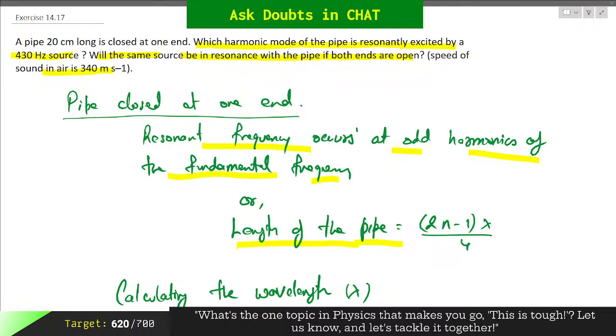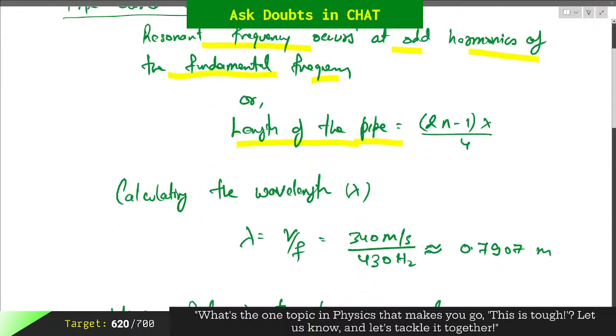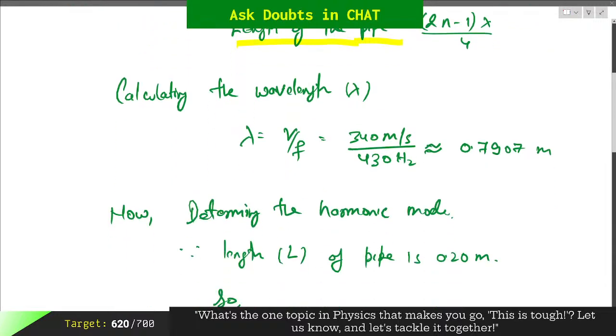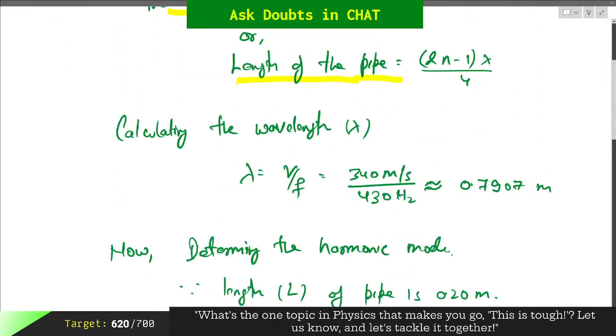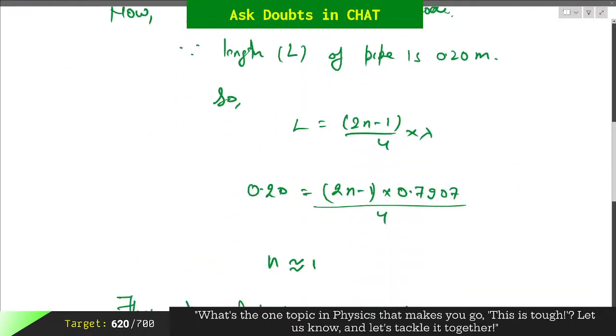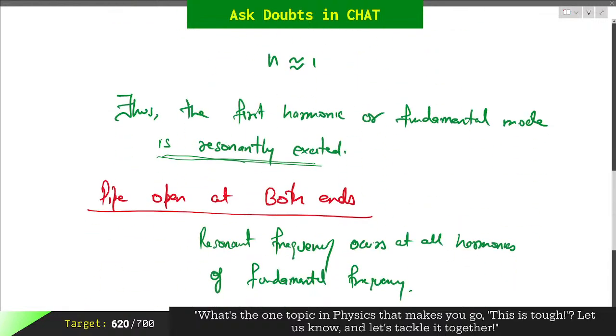So let us consider first the pipe closed at one end. Resonant frequency occurs at odd harmonics only, so the length of the pipe is given as (2n minus 1) lambda by 4. Now the wavelength is equal to speed by frequency, and that will give us 0.707 meter. Now determining the harmonic mode, we equate it with this equation (2n minus 1) lambda by 4, and we get n equals 1.